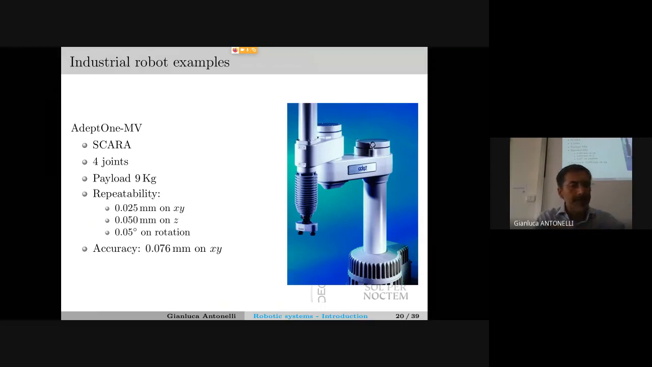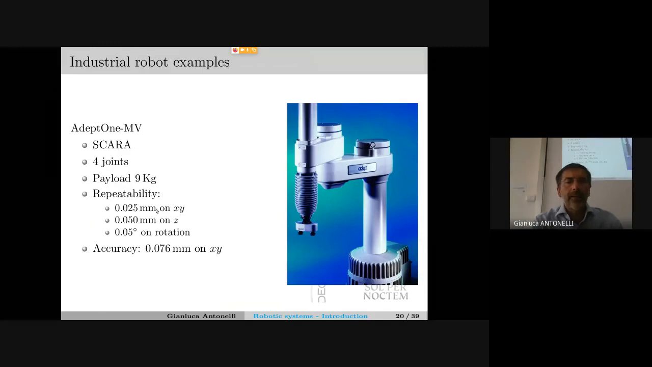4 joints. Rotational, prismatic, so 9 kilos of payloads. This is a repeatability, and we will see the definition of repeatability. If you had a measurement class in your career, you know what it is, repeatability.